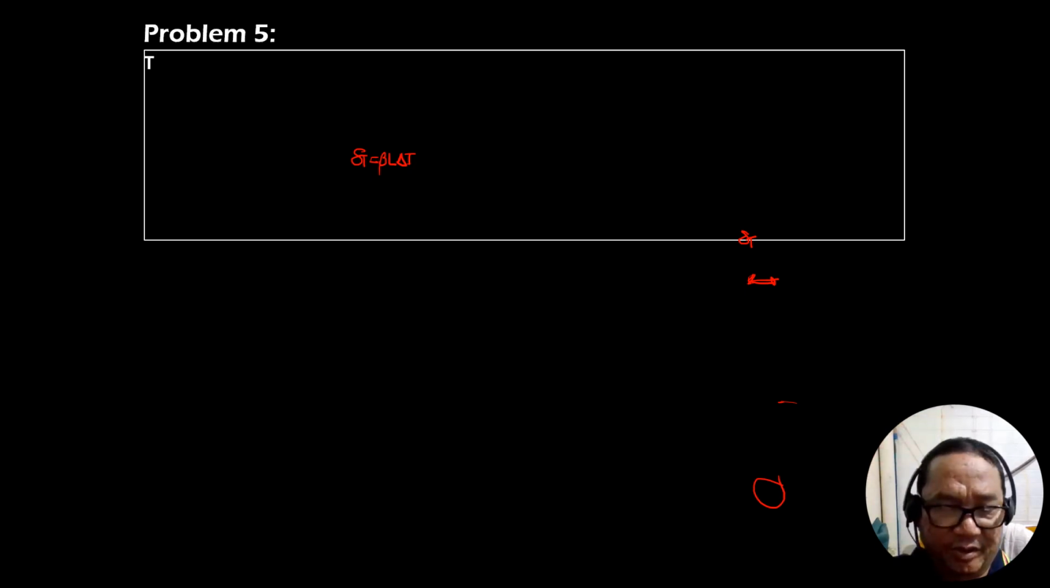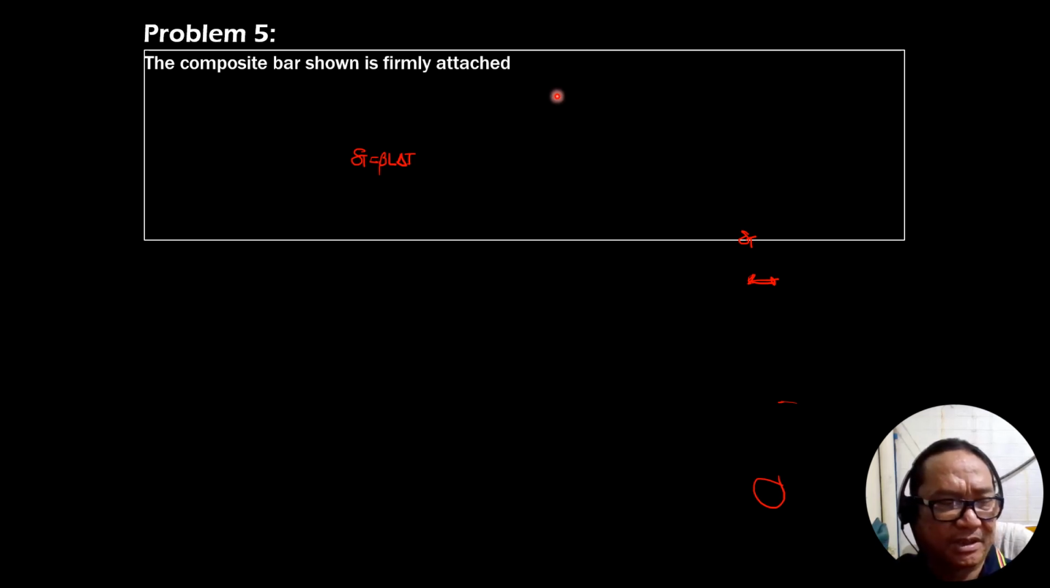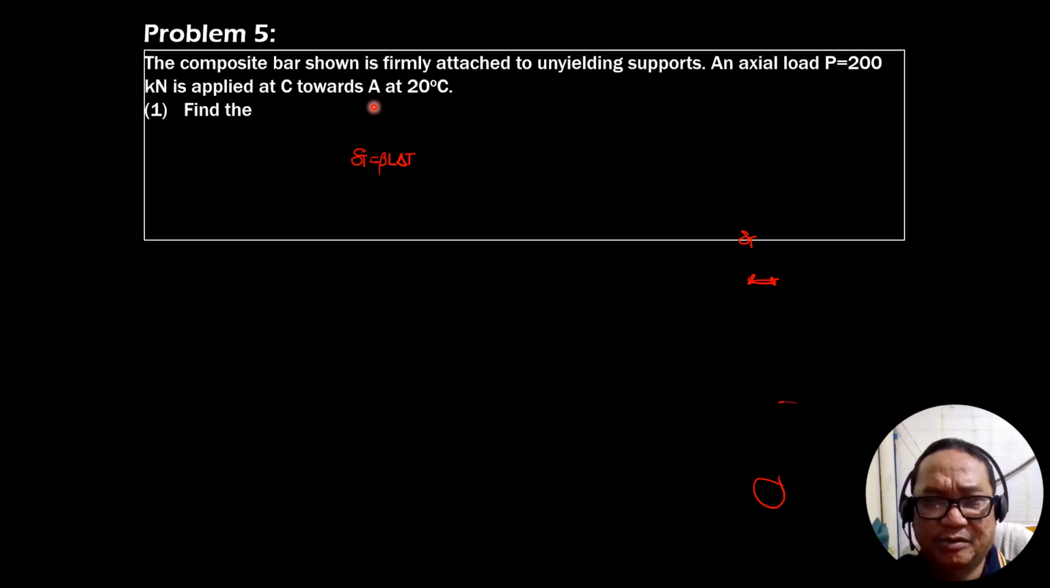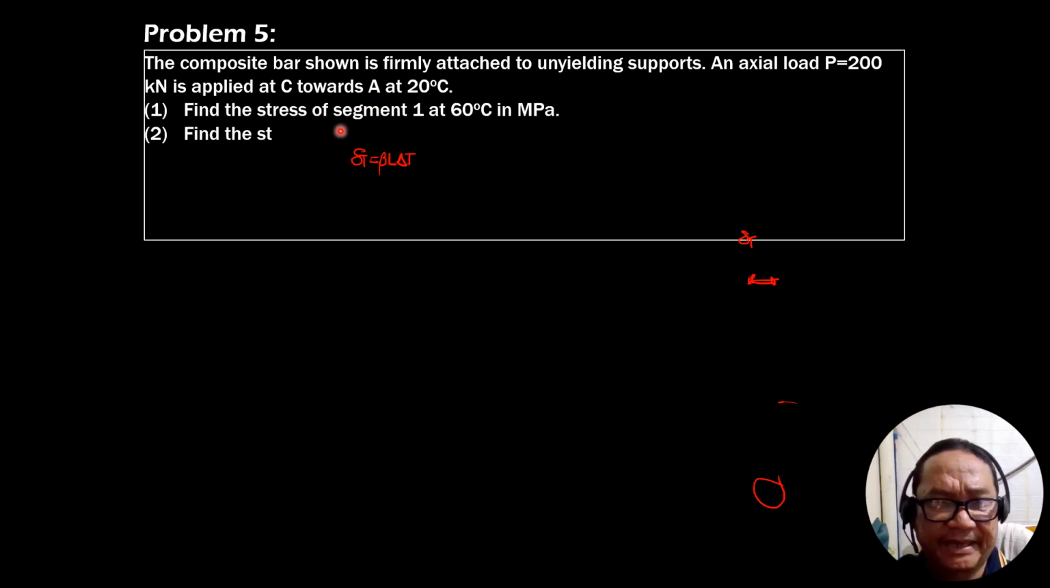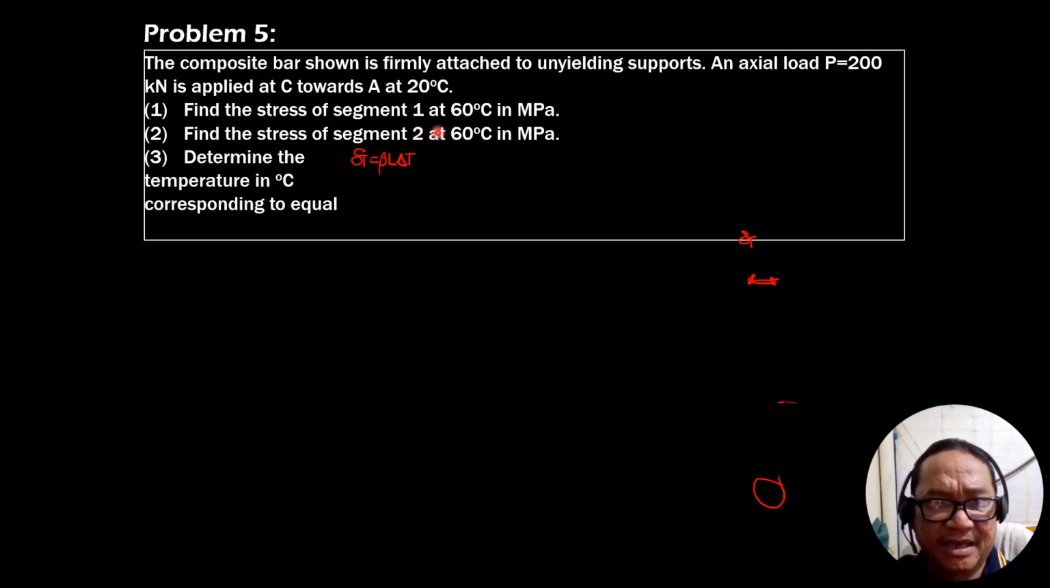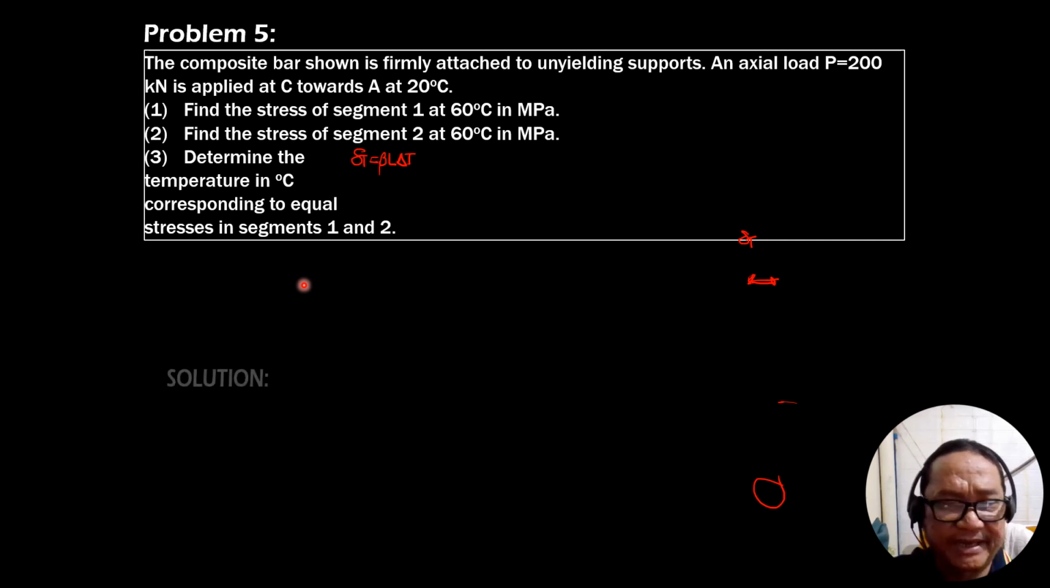So for this next problem, this is about the involvement of thermal stresses. We have here the composite bar shown, firmly attached to unyielding supports. An axial load P of 200 kilonewtons is applied at C towards A at 20 degrees Celsius. Find the stress of segment 1 at 60 degrees Celsius in megapascals. Find the stress of segment 2 at 60 degrees Celsius in megapascals, and determine the temperature in degrees Celsius corresponding to equal stresses in segments 1 and 2.